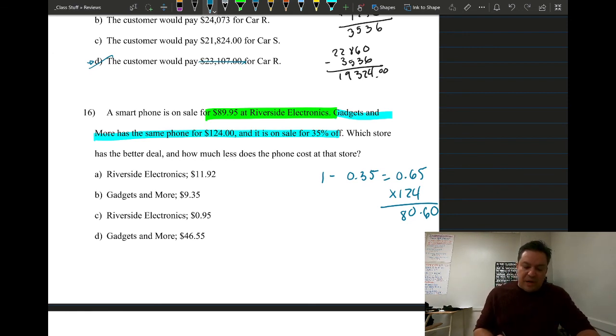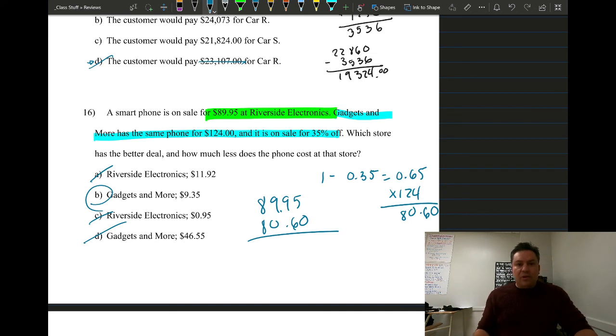So which one has a better deal is gonna be Gadgets and More. By how much? All we gotta do is subtract 89.95 minus 80 with 60 cents. And when we do that, it's not gonna be $40, it's like $9.35, which is B.